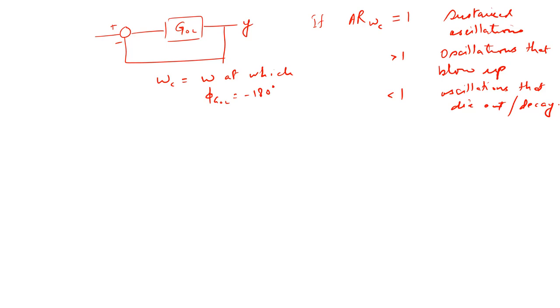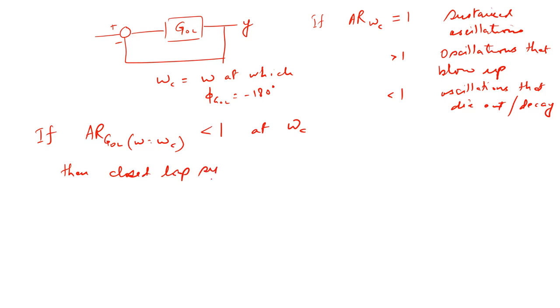Okay, so what this means is that if the amplitude ratio of G open loop at omega equal to omega critical is less than 1, at that frequency at which the phase of the open loop system is minus 180 degrees, then the closed loop system is stable. This is the Bode stability criterion.